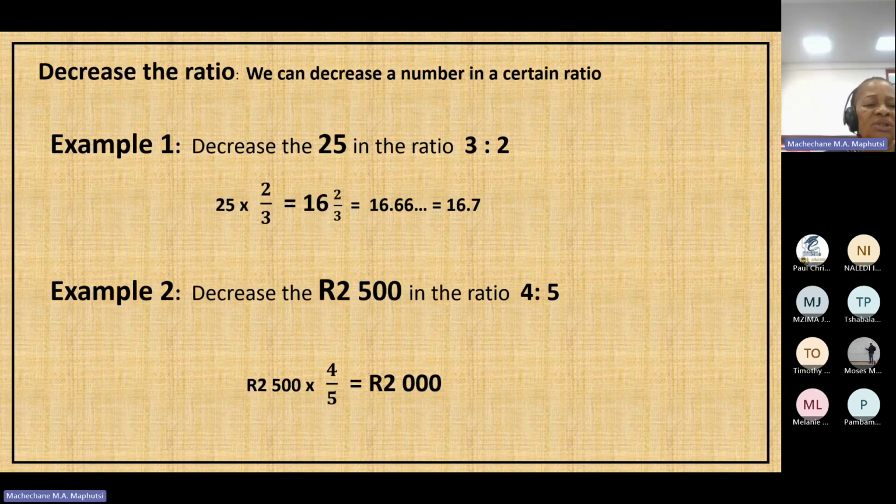So now we're going to get to the third one, which is decreasing the ratio. How do we decrease the ratio? Like I indicated, we can decrease a number in a certain ratio. So let's see how we do that. Let's suppose we are given 25 and you are asked to decrease 25 in the ratio 3:2. So now how are we going to do it?